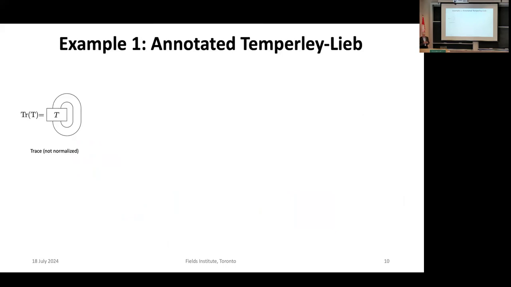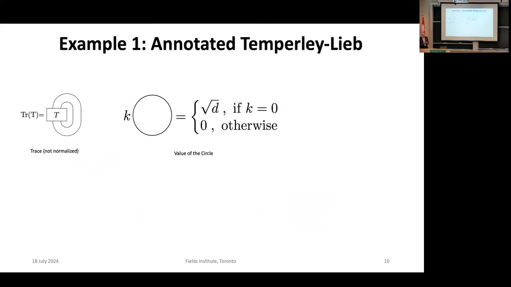So the trace is given by those pictures in planar algebra where you take the input lines and connect them to the outputs without crossing. And there's a value assigned to a circle, which is 0 if K is non-zero mod D, or square root of D, which is a special case for quantum information, in case K is 0 mod D.